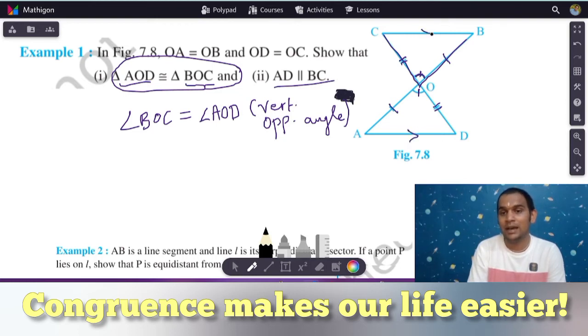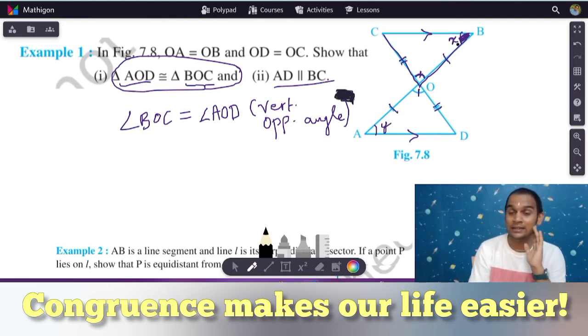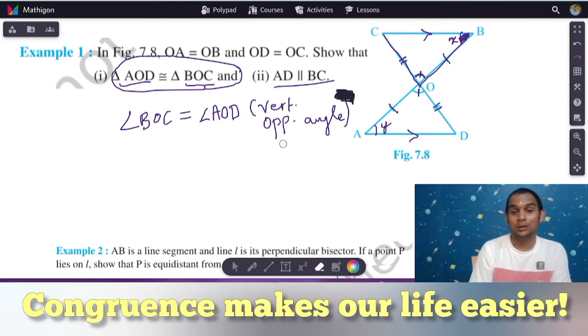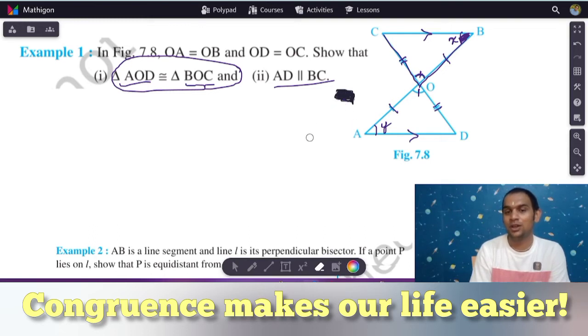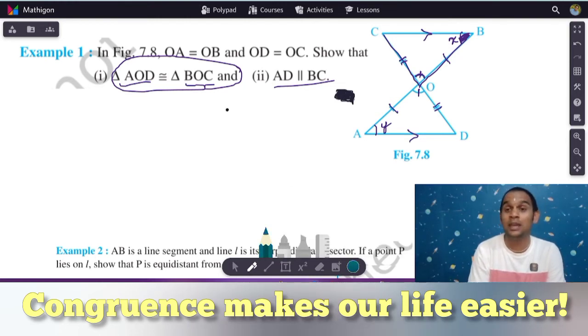We have to prove AD is parallel to BC. Now if we somehow prove that angle CBO, I will name it angle X, is equal to angle OAD, I'll name it angle Y, they are alternate interior angles. If they are equal, then what does the converse of the alternate angle axiom say? That if two alternate interior angles are equal, then the lines making those alternate interior angles will be parallel. So we are using that.